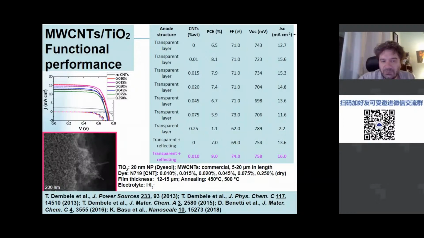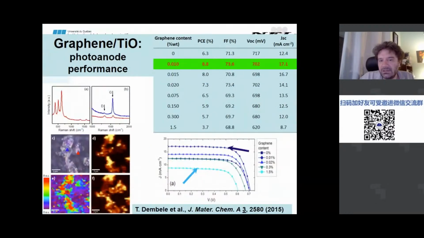So we fabricated photoanodes using a similar procedure, but replacing the multi-wall carbon nanotubes with graphene. And what's quite surprising is that in the case of graphene, for the same percentage weight of 0.01, we have almost identical performance parameters. So close to 9%, about 74% fill factor, slightly lower open circuit voltage, and slightly higher short circuit current density.